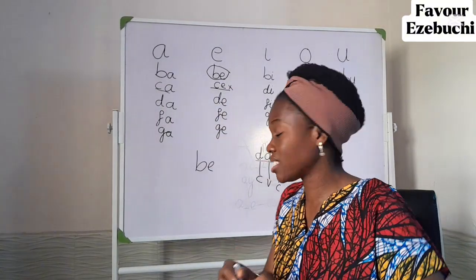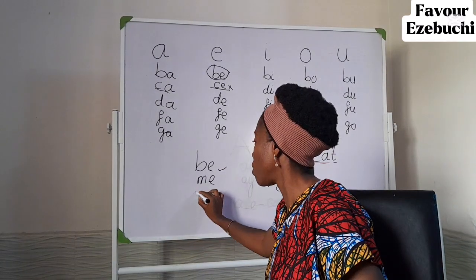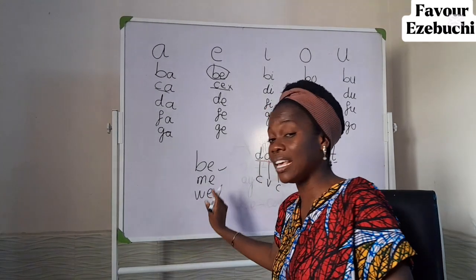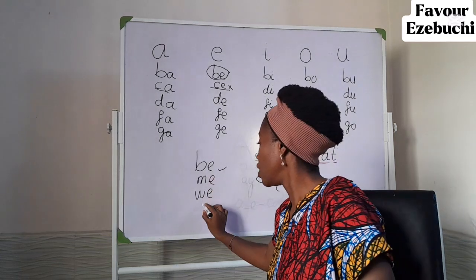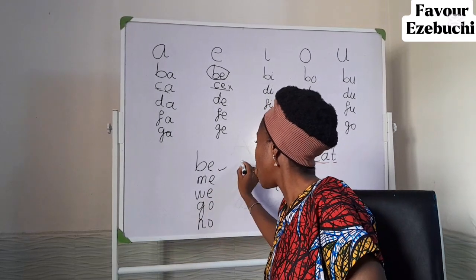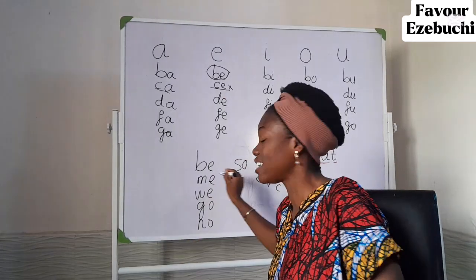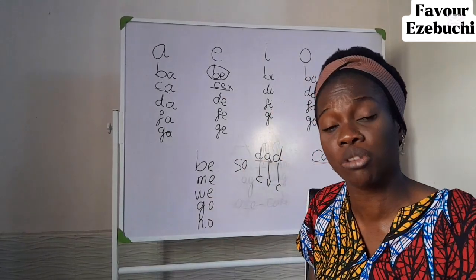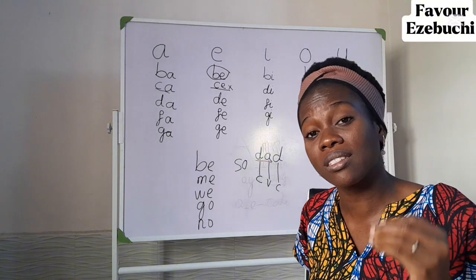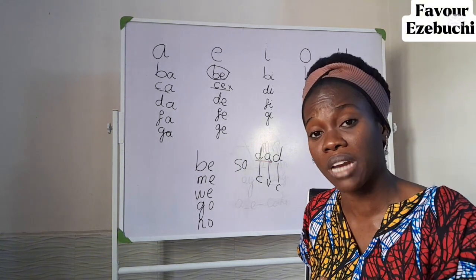No. This is a sight word. M-E, me, is a sight word. W-E, we, is a what? Sight word. G-O, go. N-O, no. S-O, so. All these are what? Sight words. Sight words are tricky words. They are words that you don't spell the way they are pronounced.